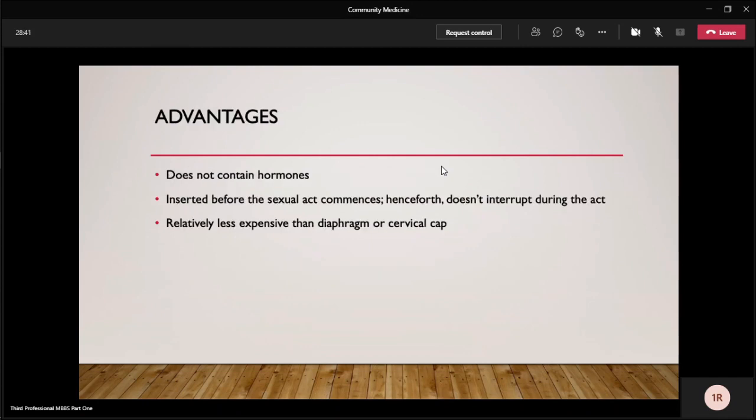Regarding its advantages, it does not contain any hormones, and it is inserted before the sexual act, so it does not interrupt during the act like the other products we discussed. It is also relatively less expensive than the cervical cap.